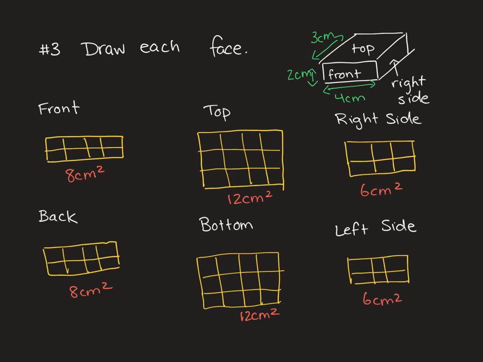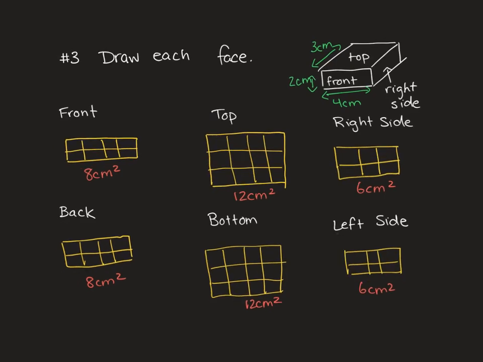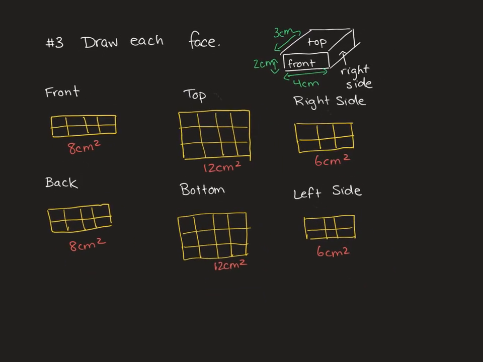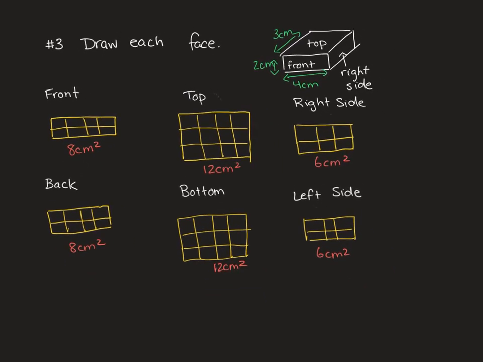Now, our final question is going to ask us for the surface area of the prism. The surface area of a prism is when we add all of the areas of all of the sides together. So, what would we get when we add all of these different sides together? This would give us 52 centimeters squared.